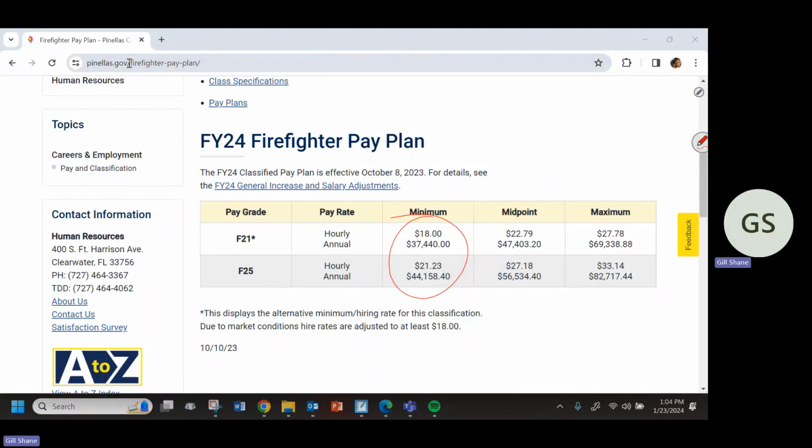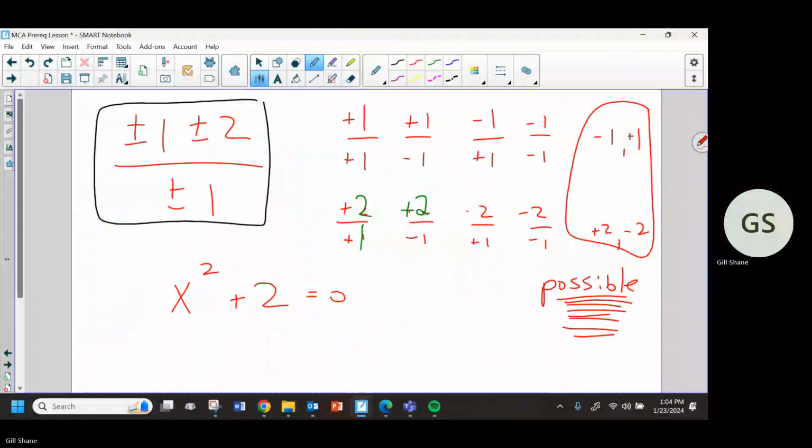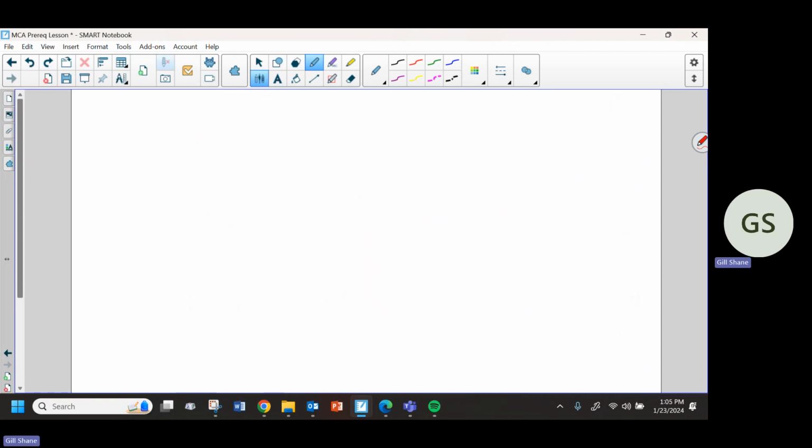Let's see. So let's go back to our checkpoint. Any questions on that then? I didn't even do the checkpoint. I'm sorry, I didn't even do the example up here. We'll just go straight to the checkpoint. You guys tell me what the factors are. What are the factors of the constant that goes on top?